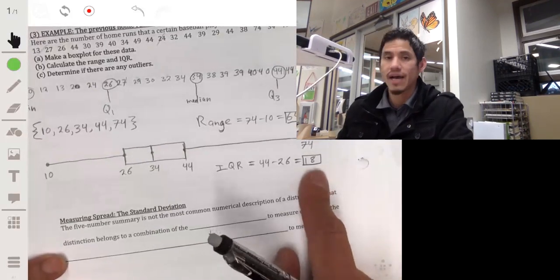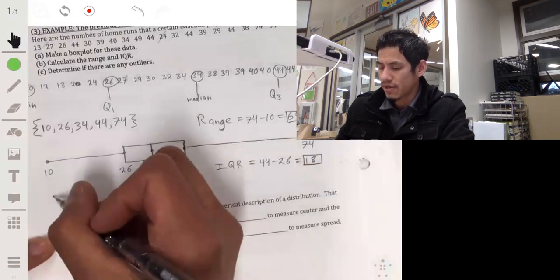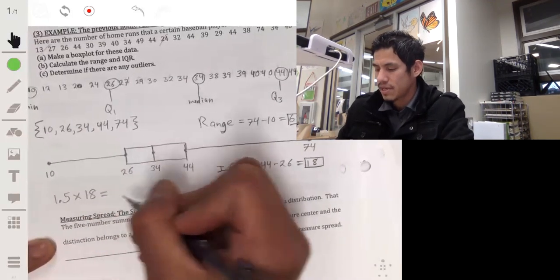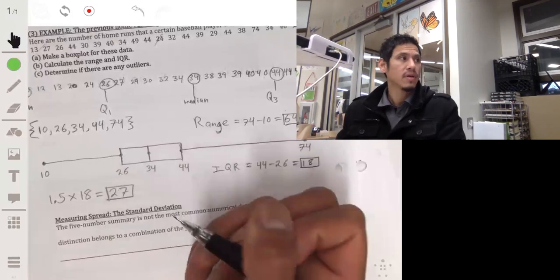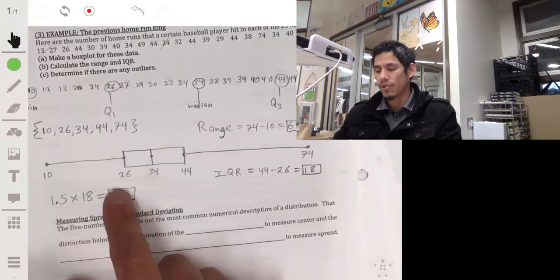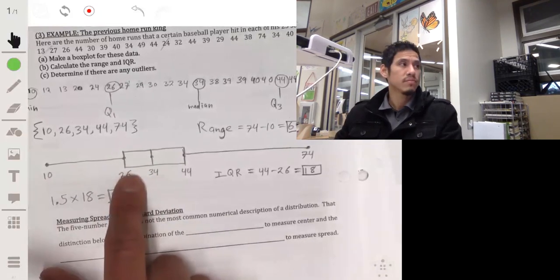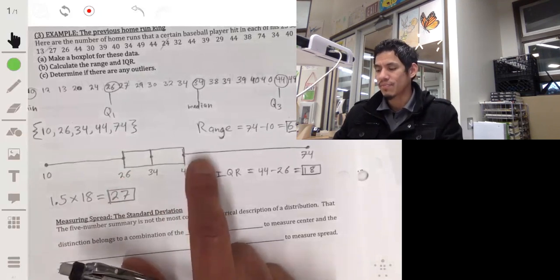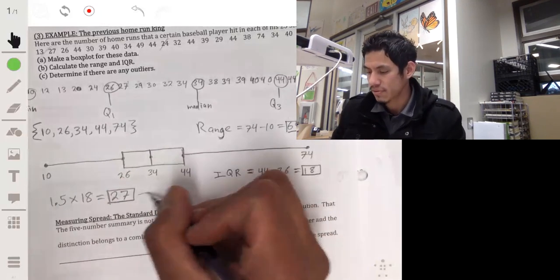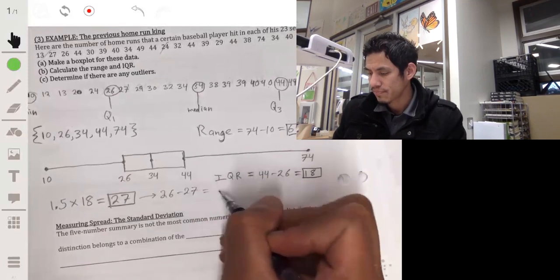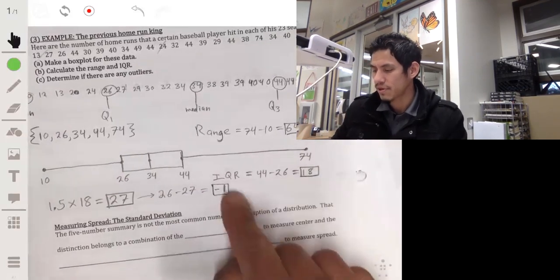Okay, and so to figure out if there are any outliers, we're going to do 1.5 times our IQR, so 1.5 times 18, and that'll give us 27. And so we want to see if there are any values that are more than 27 units below Q1, so any values 27 units below 26, and any values more than 27 units above 44. So let's write that out. 26 minus 27, negative 1. So any values below negative 1.